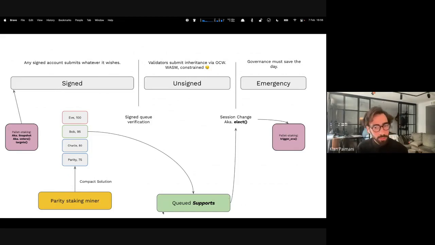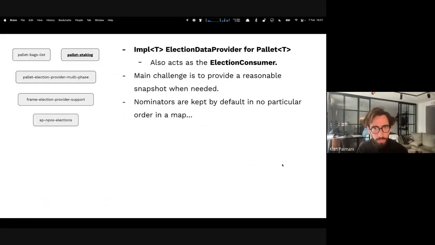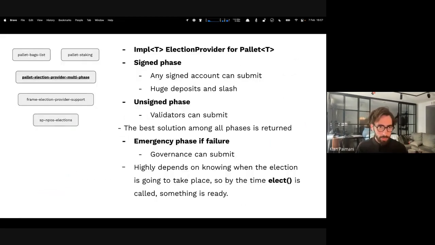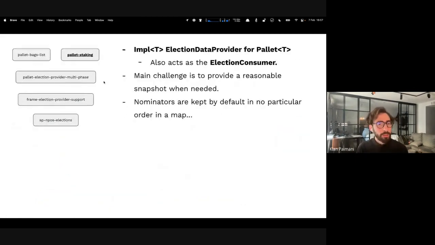And then finally, at some point in time, a call comes to this elect function, at which point we don't do anything other than just returning whatever has been queued. And if we don't have anything queued, we go into the further emergency scenarios. Whatever is queued is passed on to staking to then do stuff with. This was a more detailed explanation of this pallet election provider multiphase. I really should rename it at some point.